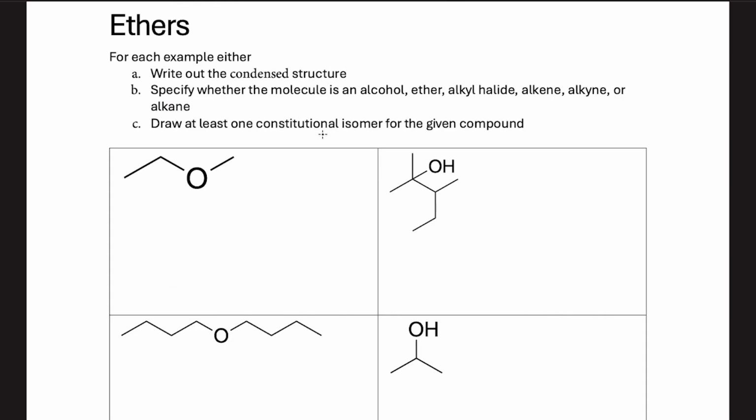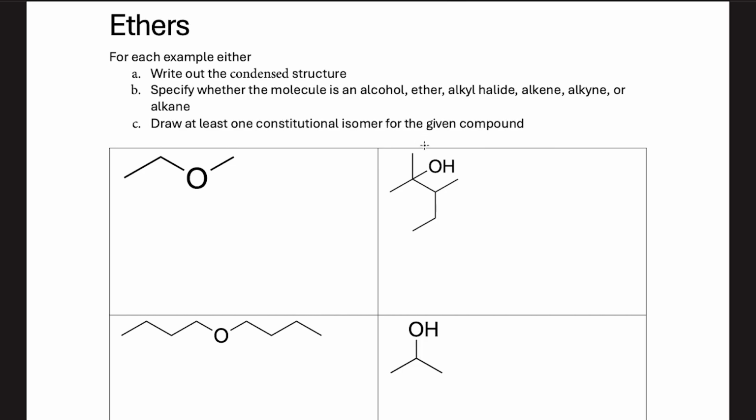We are now going to start adding ethers into the mix. Other than just pointing and determining what the functional groups are, I put a twist to this. It is one worksheet, so I don't want you guys doing the same thing. There's a couple requirements for each problem. You're going to write out the condensed structure. You're then going to specify whether the entire molecule is an alcohol, an ether, an alkyl halide, alkene, alkyne, or alkane. And then, kind of a flashback to the first video in this unit, we're going to try to draw at least one constitutional isomer for the given compound.